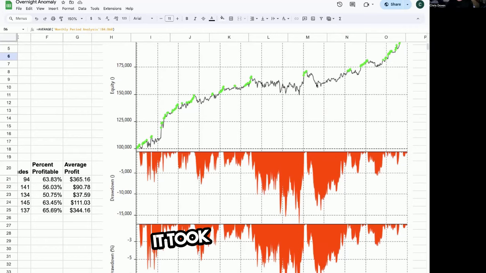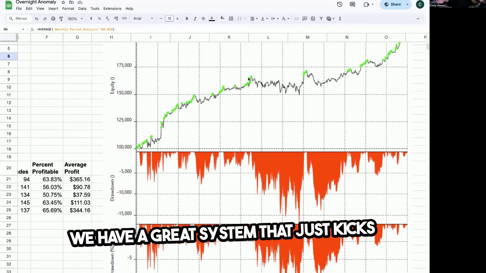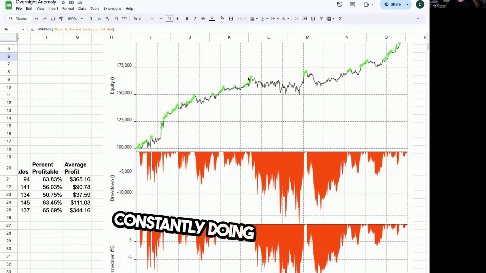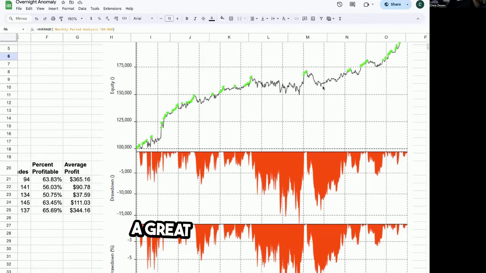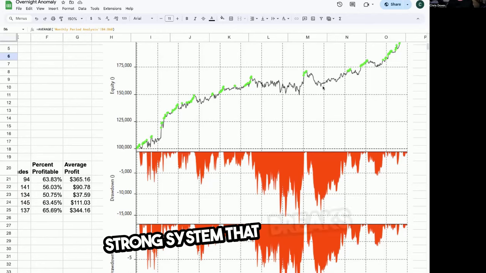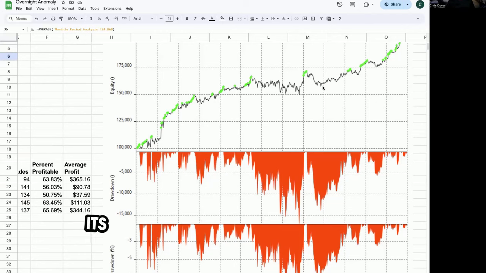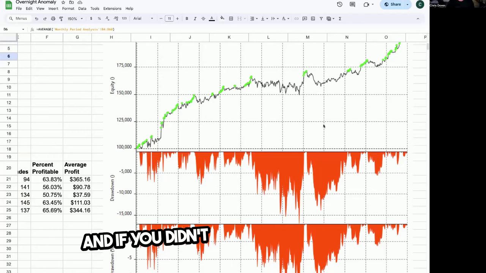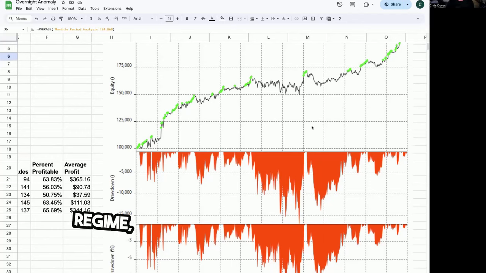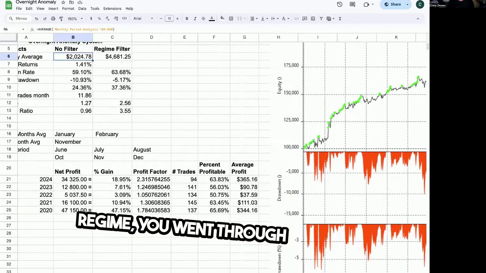It took a lot of trades. This is exactly what that is. We have a great system that just kicks butt constantly, doing great returns, and then suddenly it doesn't for about 15, 16 months. A great example of a really strong system that breaks on you, right? And it's because the market regime changed. And if you didn't change with the market regime, you went through some bad times.